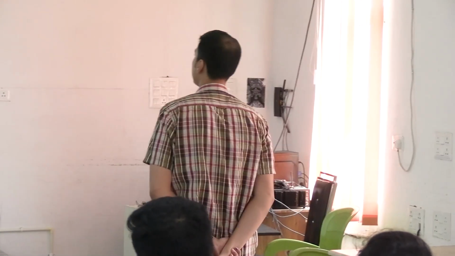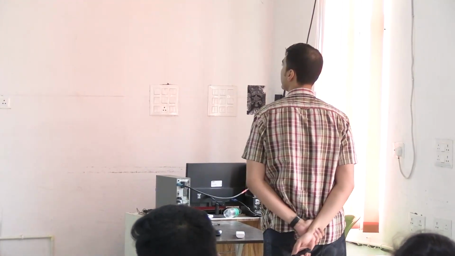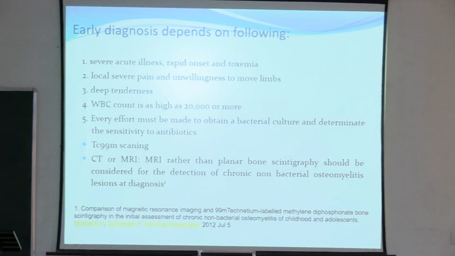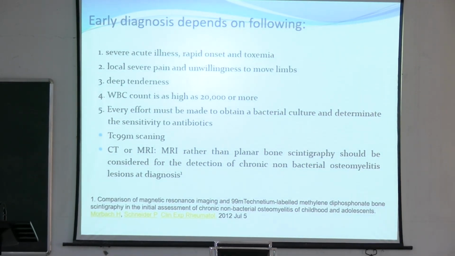So early diagnosis is more of a clinical diagnosis. Patients presenting with acute illness, rapid onset, severe pain, deep tenderness, total counts more than 20,000, and technetium 99 scanning or MRI scanning will help pick it up. Okay?